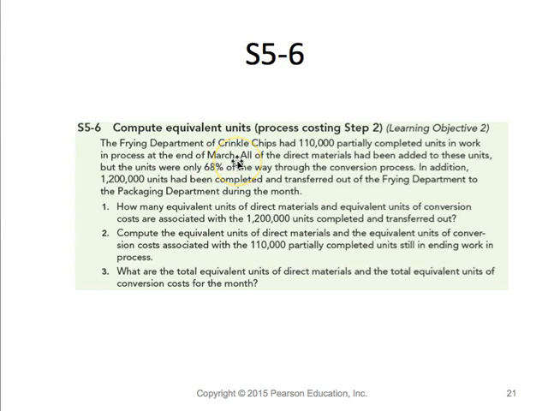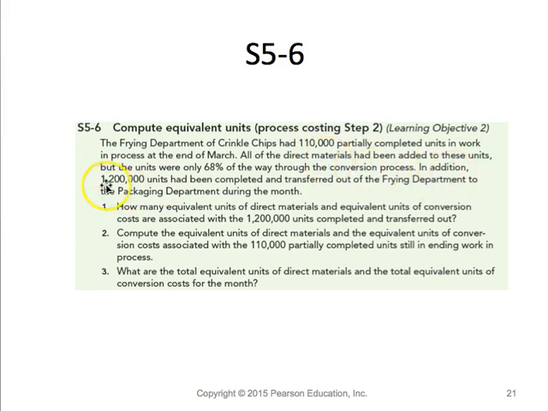So we're now getting to April, and now all of the direct materials had been added to these units, but the units were only 68% of the way through the conversion process. So for this one, 68% are finished, but not all finished. So we can use this to calculate conversion cost, right?